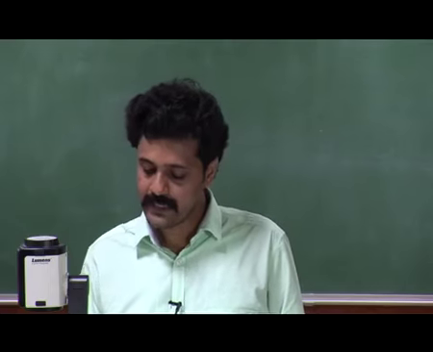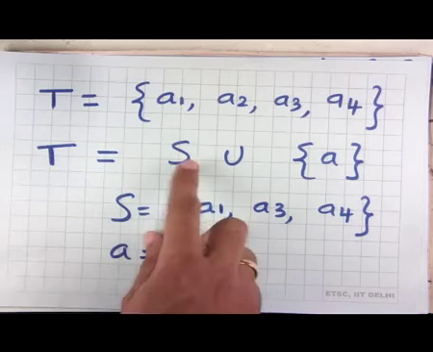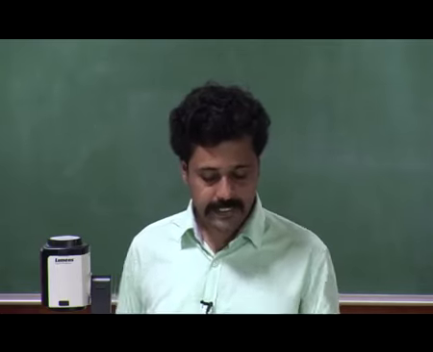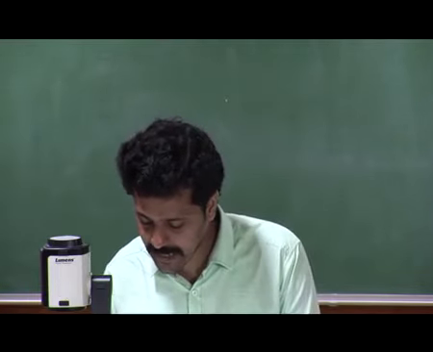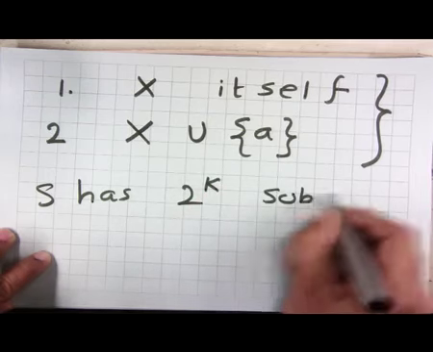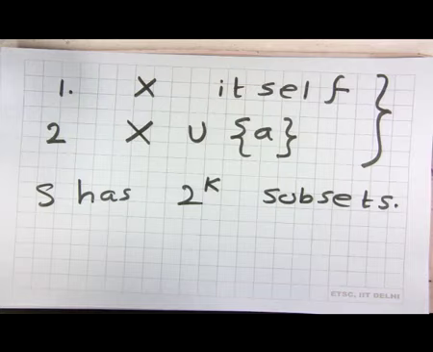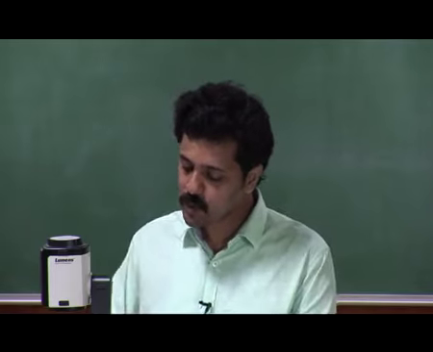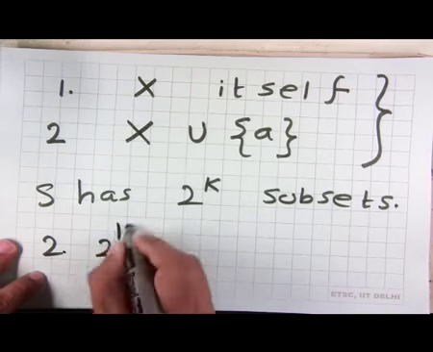So, thus subsets of T will arise from subsets of S in two ways. Now, since S has k elements, by assumption S has 2 power k subsets, and for each of these subsets there arise 2 subsets for T. So, these 2 power k subsets together give 2 into 2 power k subsets for T.